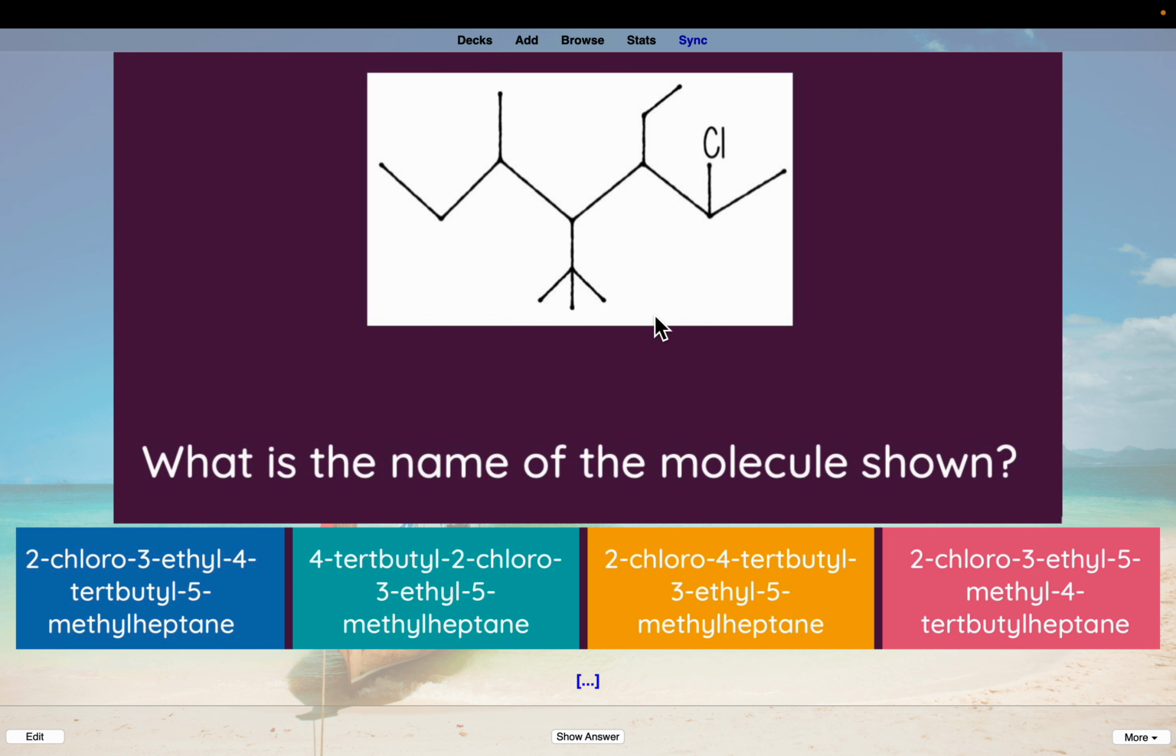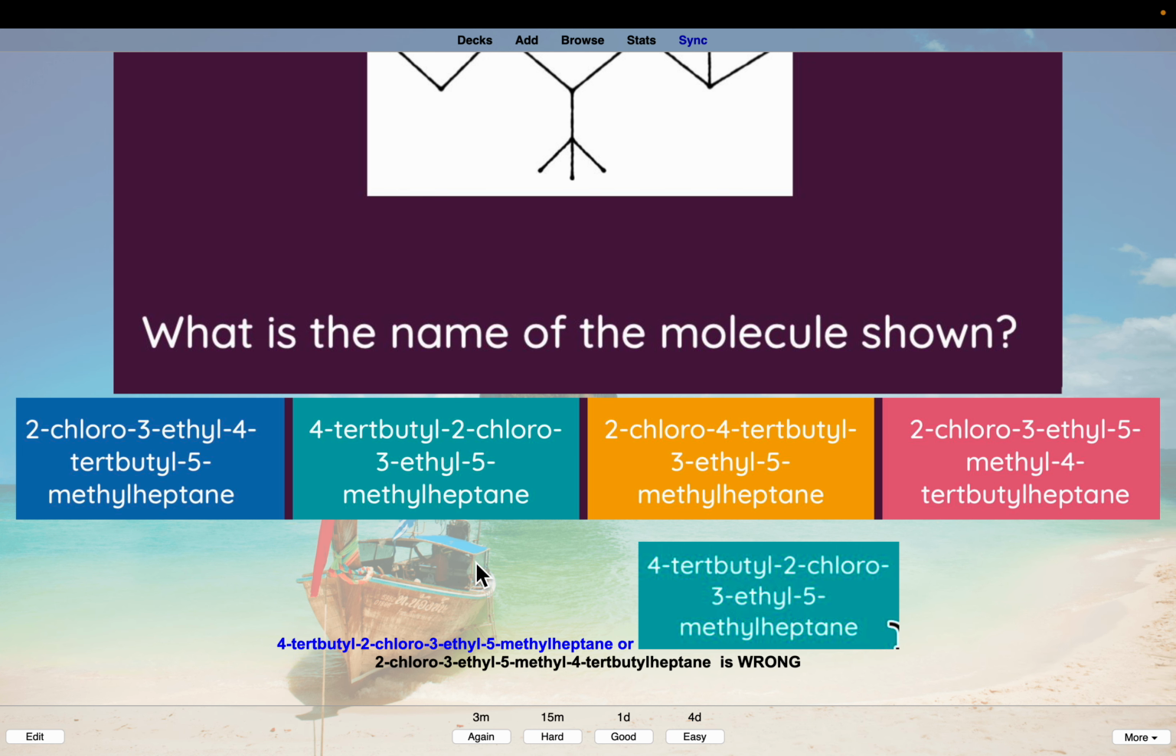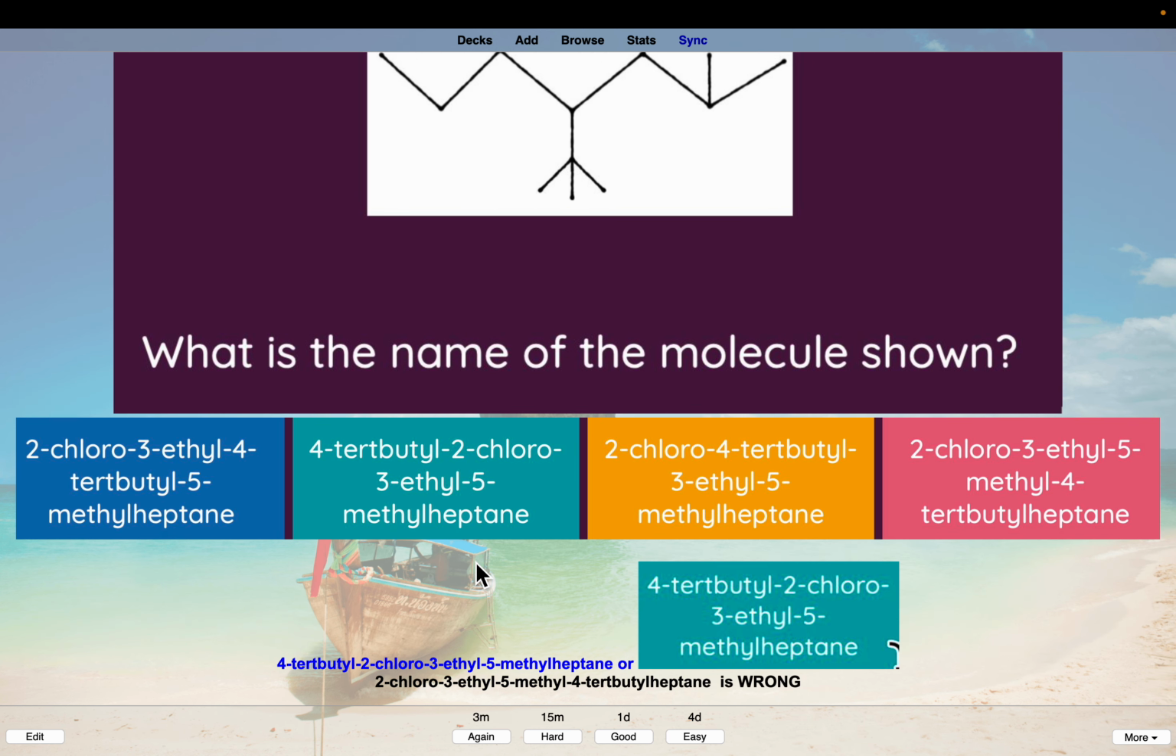I think the best answer is this one. First things first, alphabetical order. So C comes first, then E, then M. Here, T came first. We could just place 2 chloro first, then 3 ethyl, then 4 tert butyl. What is actually the answer? Ah, okay, I'm wrong. 4 tert butyl.